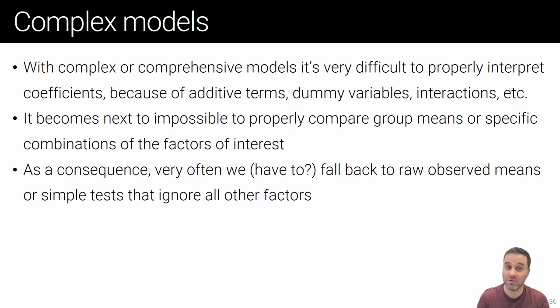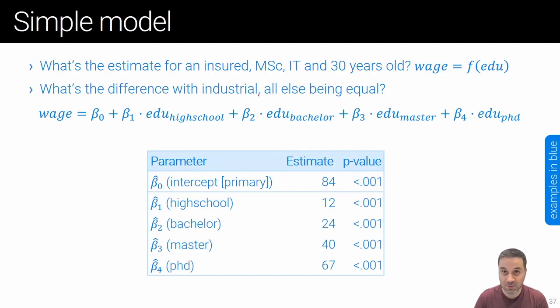So we lose the power of the linear model because at some point it turns into something very complicated to work with. But we're going to see now simple ways of still using all the power of the linear model to test these hypotheses in scenarios in which we want to control for multiple things. So let's start with a simple model.